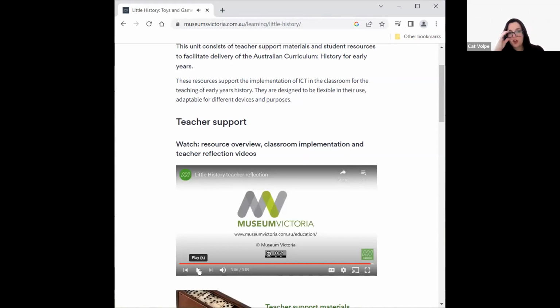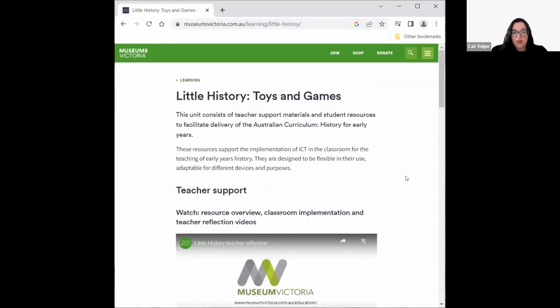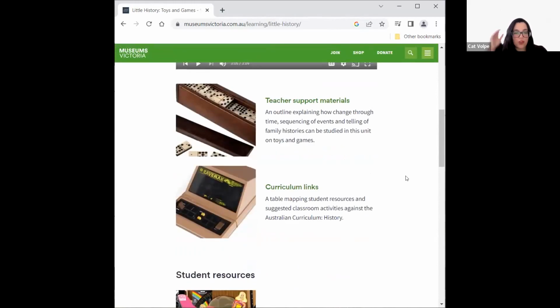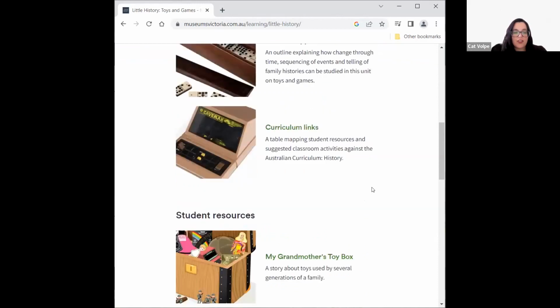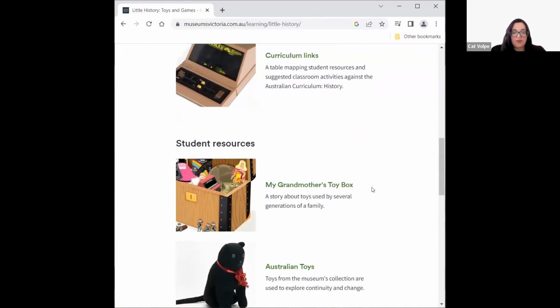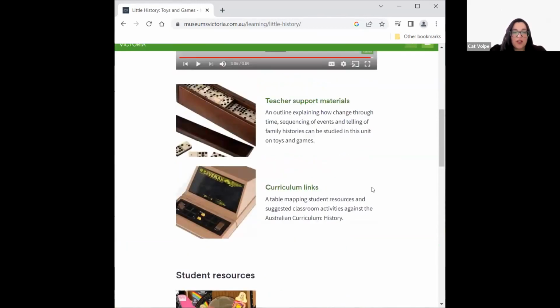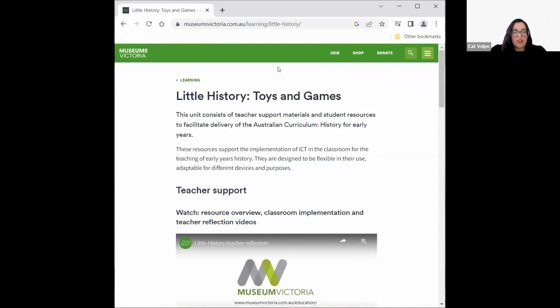All right, so I hope you've enjoyed those videos. I've heard that you can actually order some of these toy boxes as a resource, and I'm not sure exactly how it works, but you can have a look on this website to learn a little bit more about that.